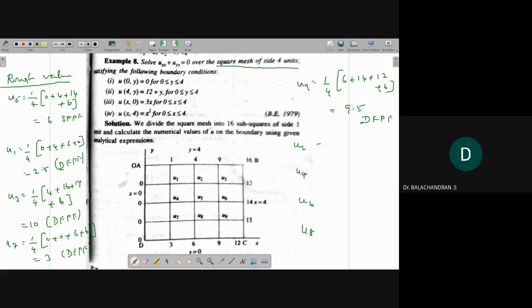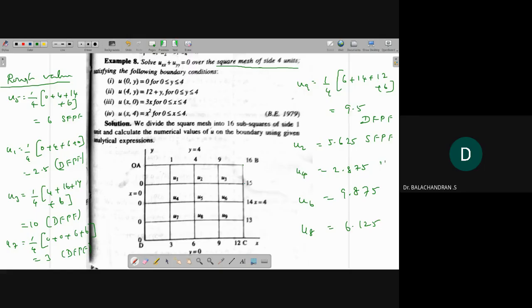So you should find using the standard 5-point formula. Standard 5-point formula, SFPF, everything. So please check it. This is 5.625, 2.875. This is equal to 9.875. This is equal to 6.124.